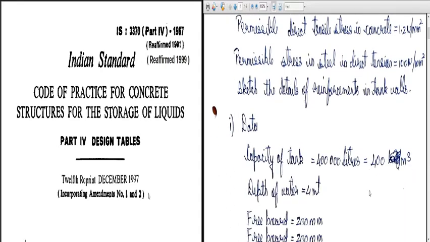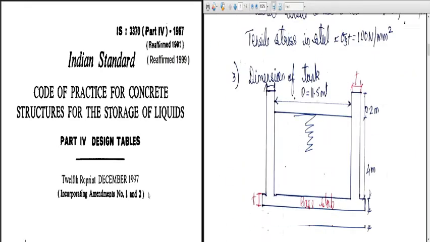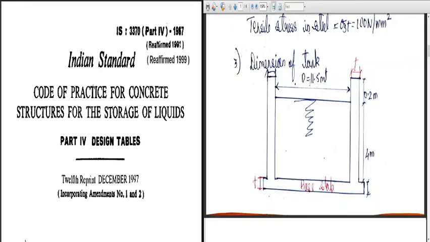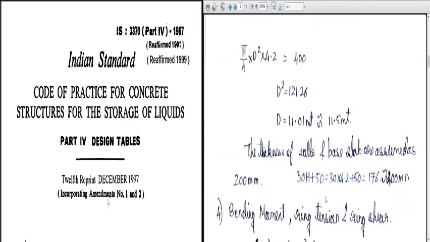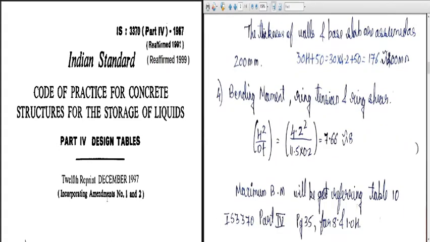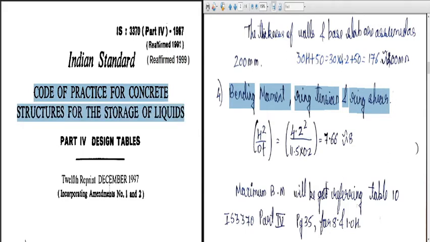So this was the given data, and this was the dimension decided, wherein the diameter was 11.5 meter and the height was 4.2 meter, and the thickness of the wall and base slab was taken as 200 mm. Now the bending moment, ring shear, and ring tension were computed according to the IS code of practice for concrete structures for the storage of liquids, Part 4 design tables.